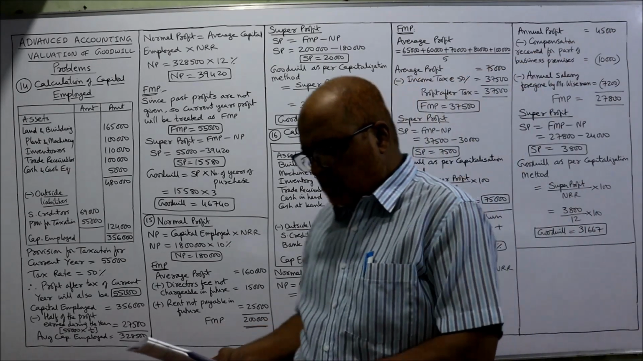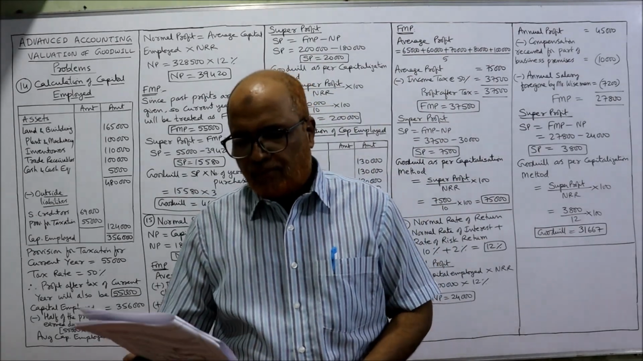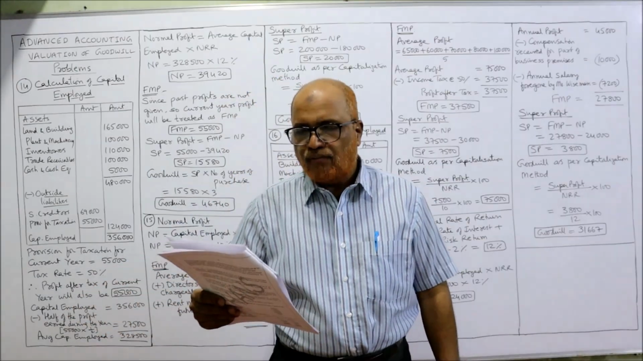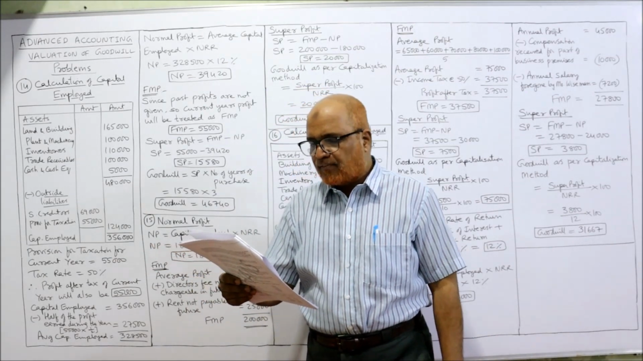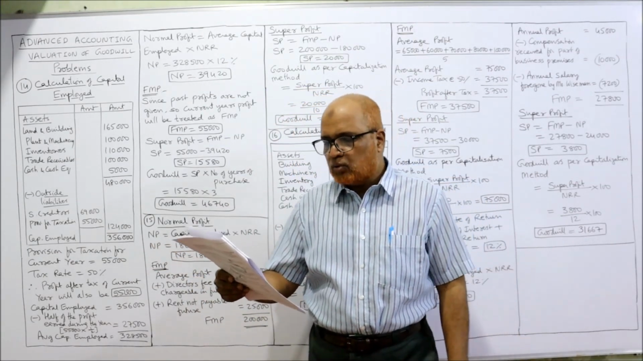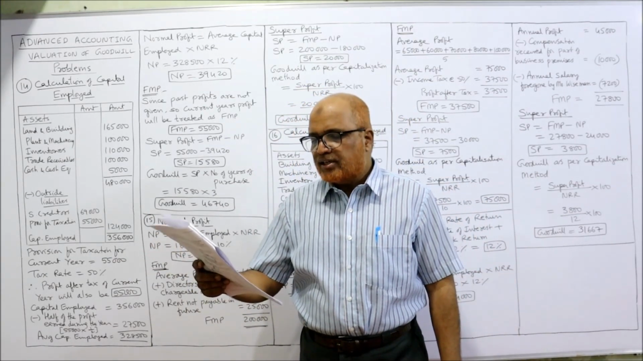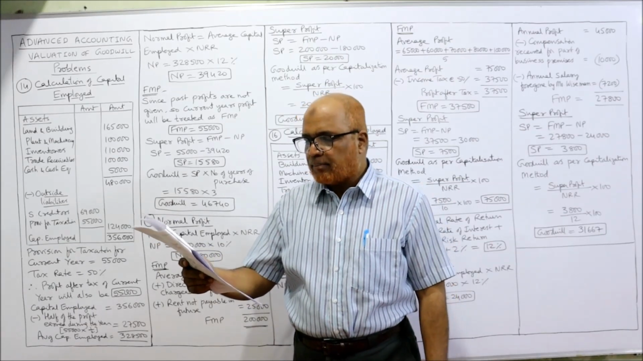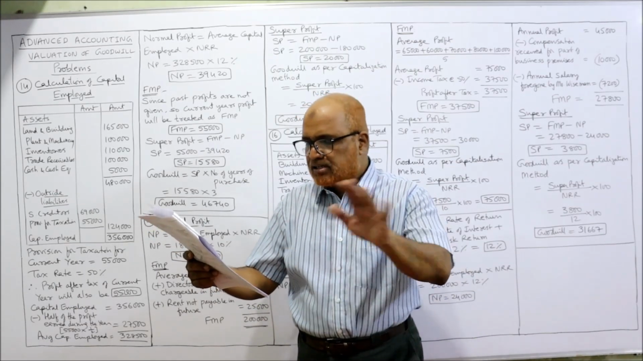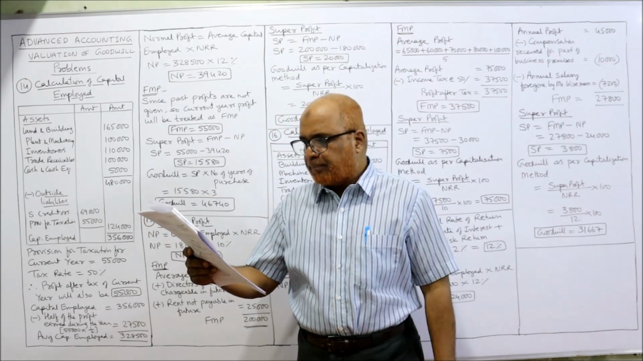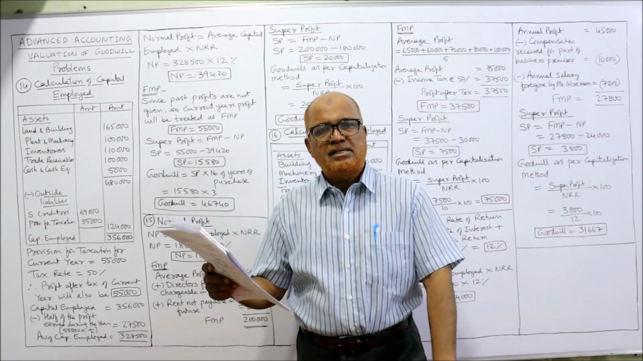Now, see the 14th problem. Problem number 14. The balance sheet of A Company Limited discloses the financial position as on 31st December 2005 as follows. So balance sheet is given: equity and liability, shareholders' fund, share capital, reserves and surplus. Non-current liabilities are not there. Current liability: trade payable, short-term provision. This is the liability side.